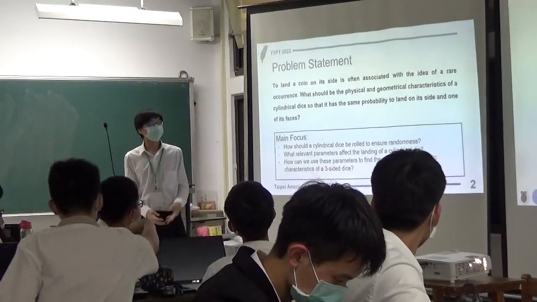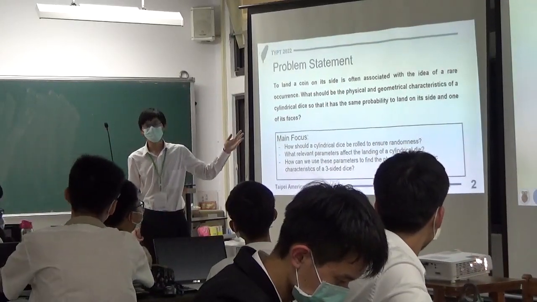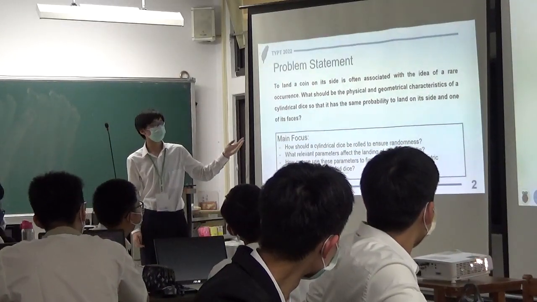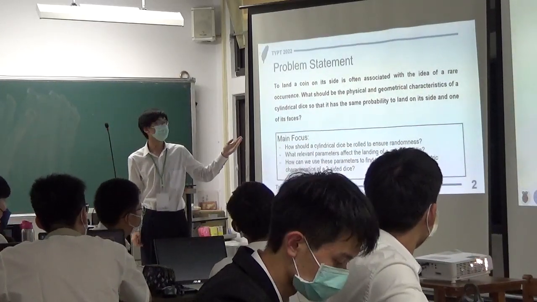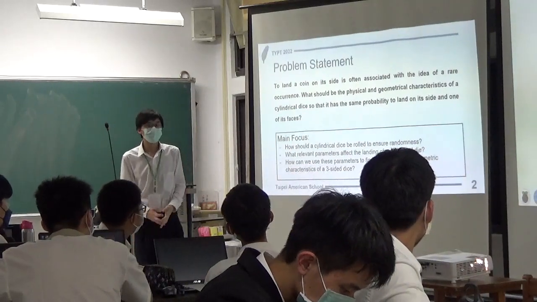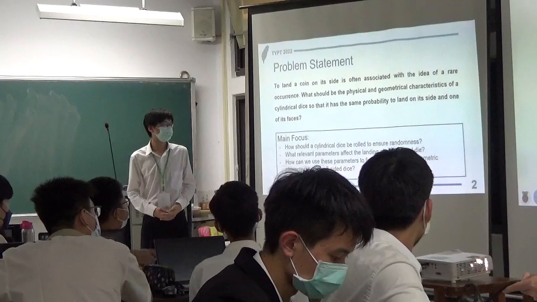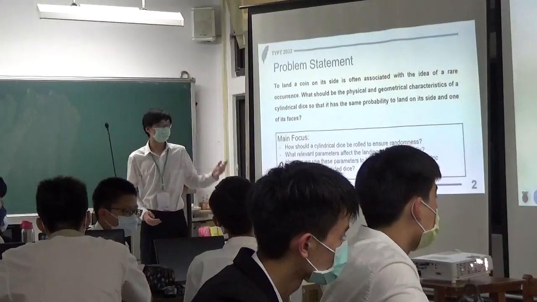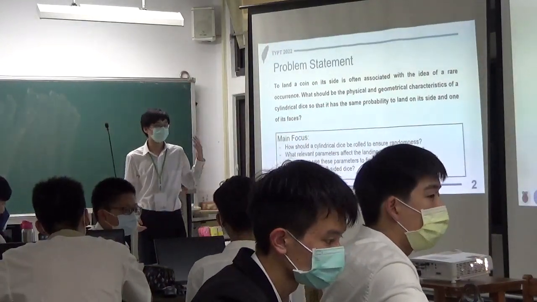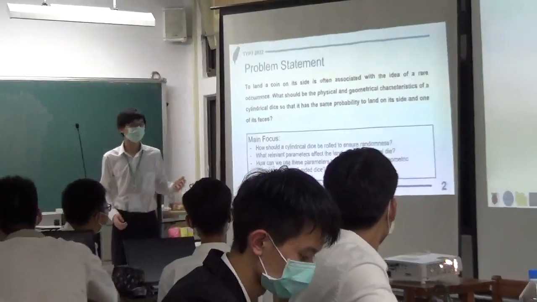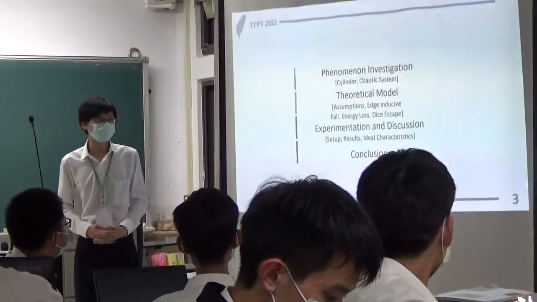Statement. To land a coin on its side is often associated with the idea of a rare occurrence. What should be the physical and geometric characteristics of a cylindrical die so that it has the same probability to land on its side and one of its faces? So from this, we identified the main properties. How should a cylindrical die be rolled to ensure randomness? What relevant parameters affect the landing of a cylindrical die? And how can we use these parameters to find the physical and geometric characteristics of a two-sided die?